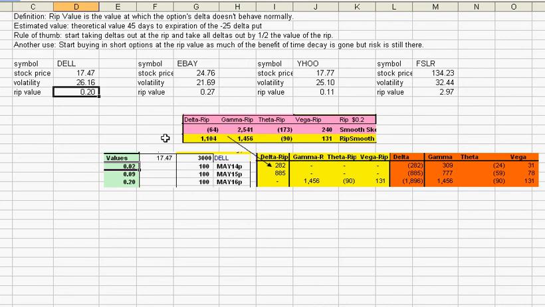Another way to look at RIP values is it's a good place to start buying in your short options because much of the benefit of being short, which is your time decay, is gone, but the risk is still there. So people will use the RIP value to start buying in their shorts, and again, they would treat it similarly, where you'd start when the RIP value is hit, and you'd try to get out of those shorts by the time the half RIP value was reached. So that is the story of the RIP value.